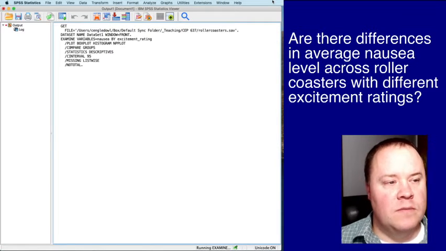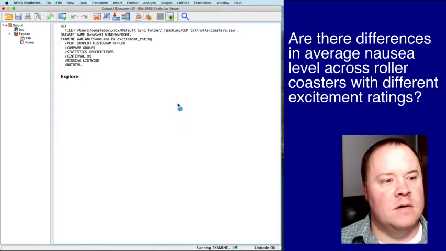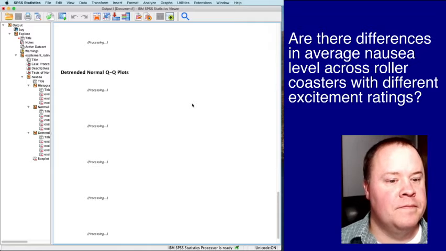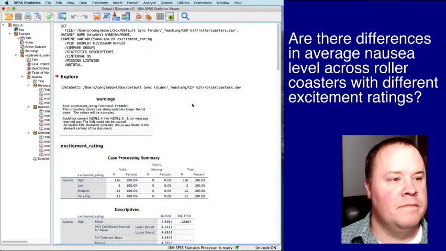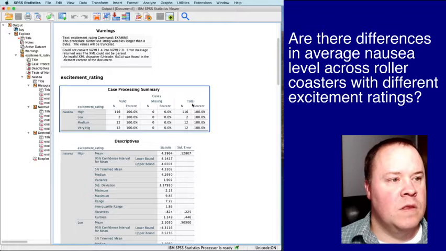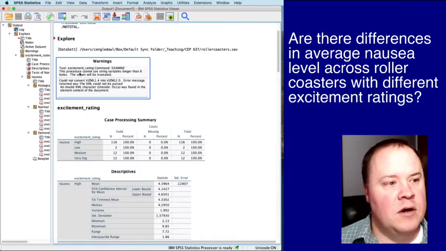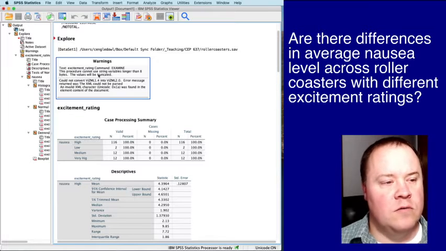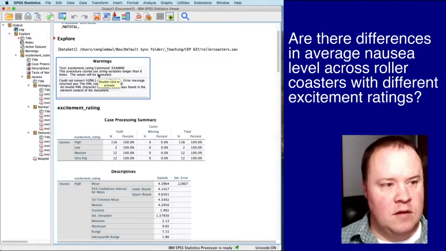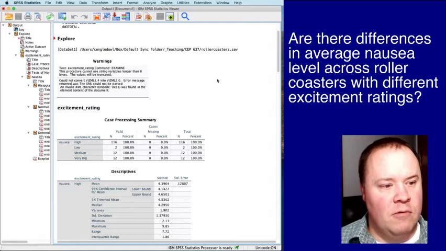give it a second to run. There we go. It's starting to pop up. All right. Don't worry about these warnings up here. This is saying there are words that are longer than 8 characters. Okay, we're not concerned about that at the moment.